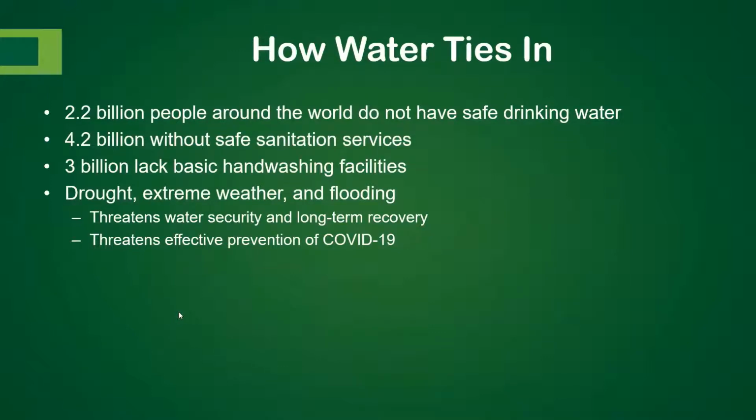Now, I'll be explaining a little bit how water ties into the COVID-19 pandemic. In many communities around the world, a lack of water supply and sanitation is depriving people of their most basic protection against the spread of the virus, and that's hand washing. 2.2 billion people around the world do not have safe drinking water. 4.2 billion people do not have safe sanitation services, and 3 billion lack basic hand washing facilities. And this is all according to UNICEF and the World Health Organization. This was a pre-pandemic report that was developed by them during the year of 2019.